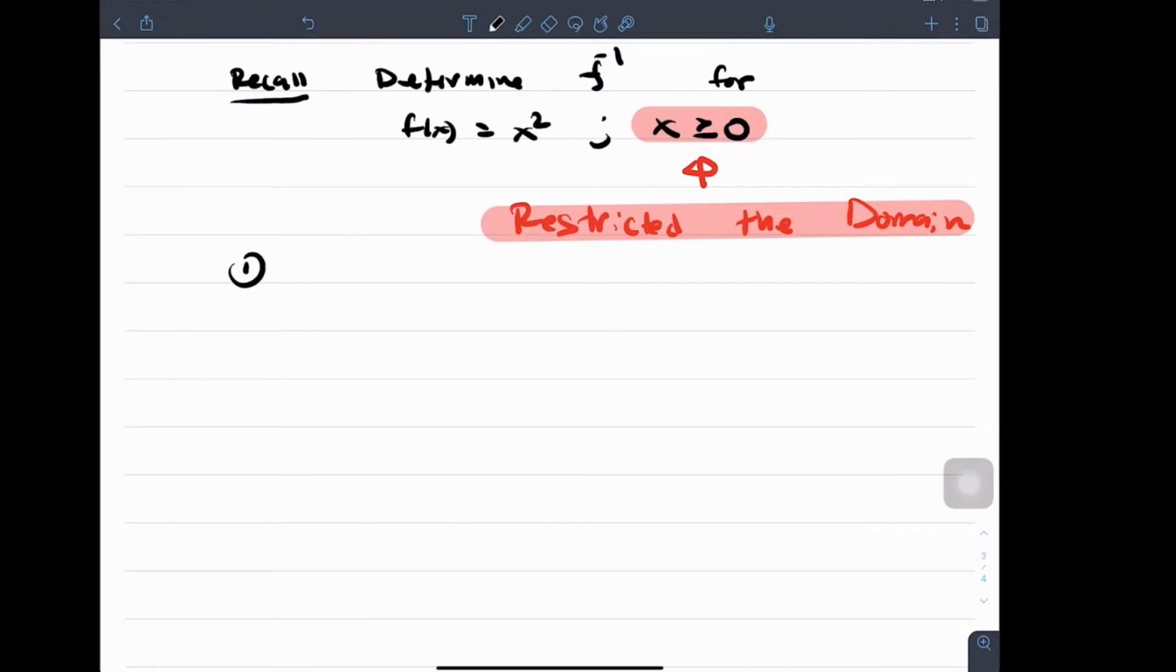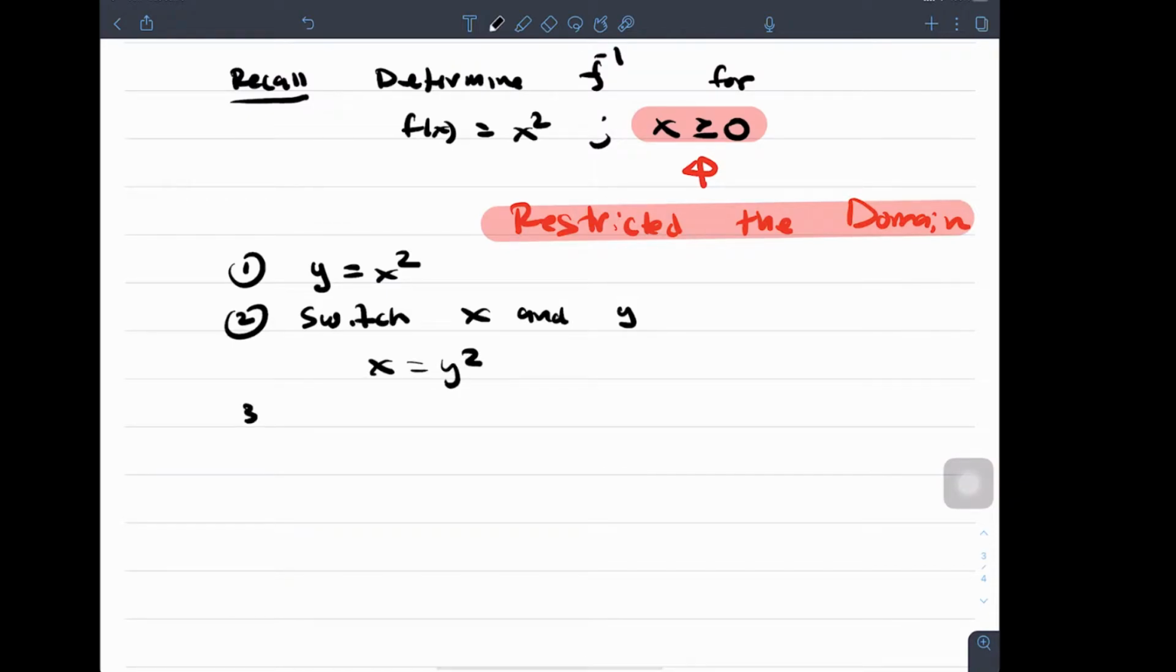You guys remember the first step? They say let y be f of x. So say y is x squared. Second step is switching the domain and range. Switch x and y step. I'll write down what that is, and that's going to be x is what? y squared, okay? This is the formal process of finding an inverse.